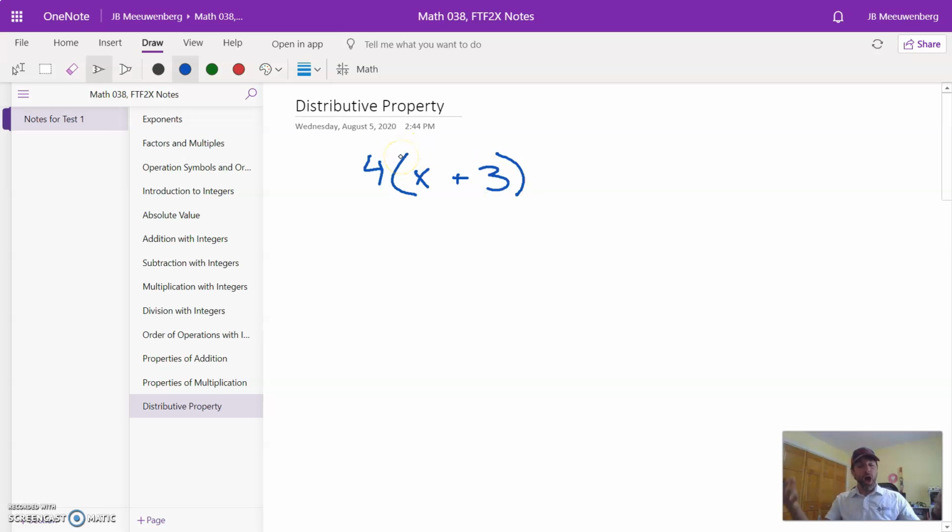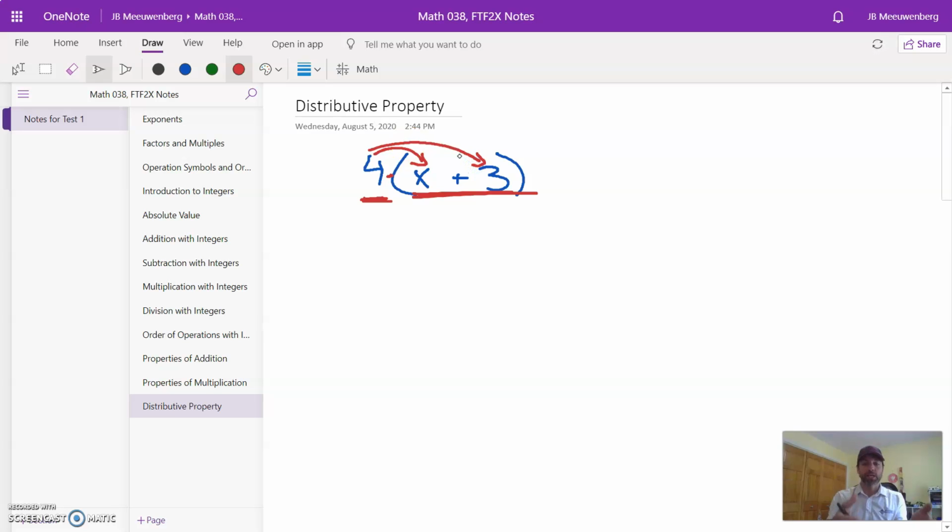4, and then times, in parentheses, x plus 3. Now, one thing that we're going to learn later is that we can't just add x plus 3 because we don't know what x is. So we have to leave that statement as x plus 3. But what we have to do is multiply the number 4 times whatever this answer is. Another way to do that is to distribute the 4, meaning we can take the number 4 and multiply it by each of these terms individually.